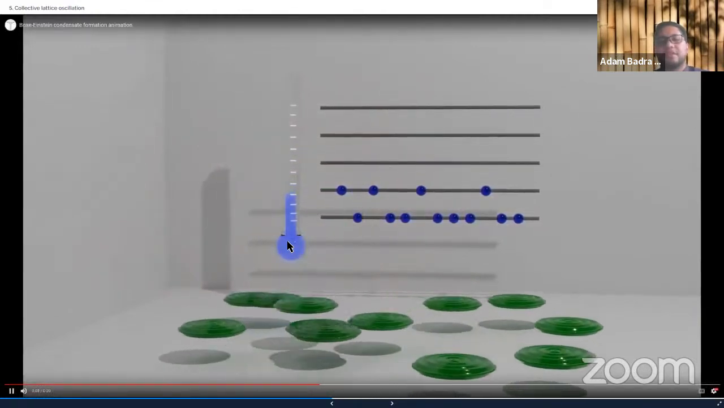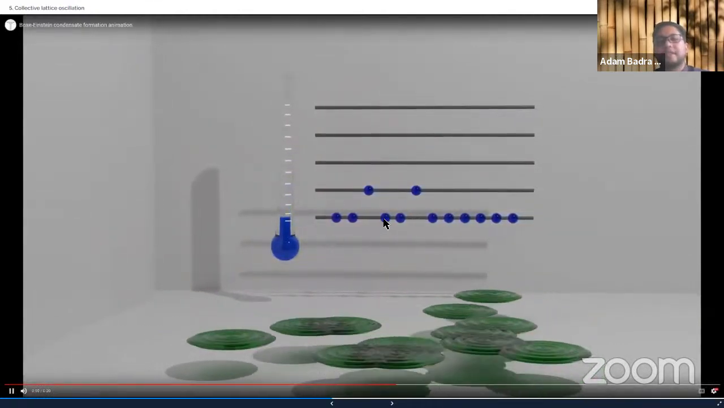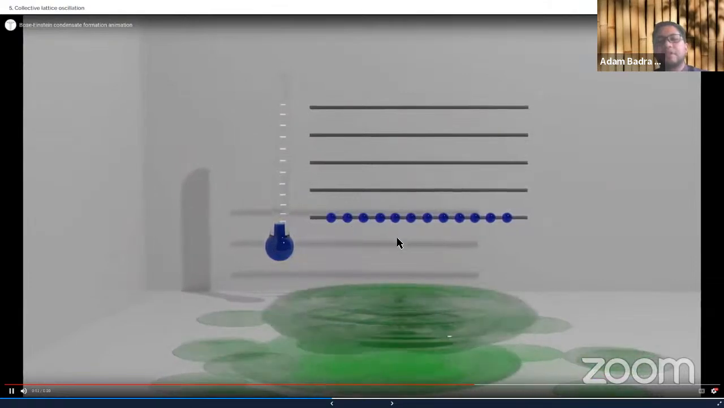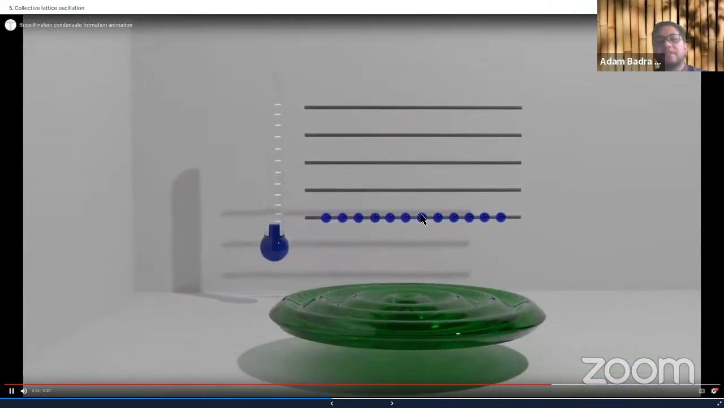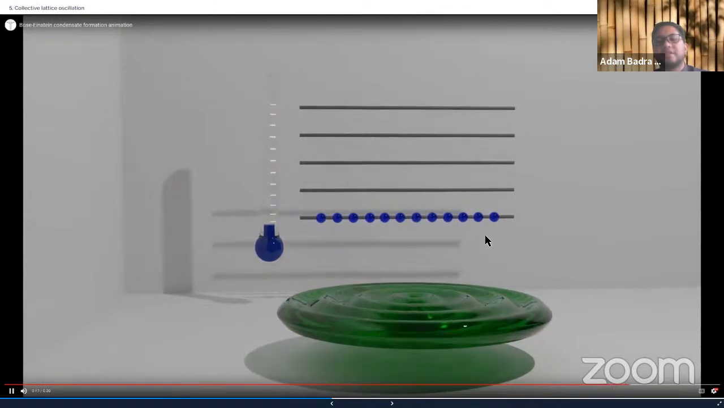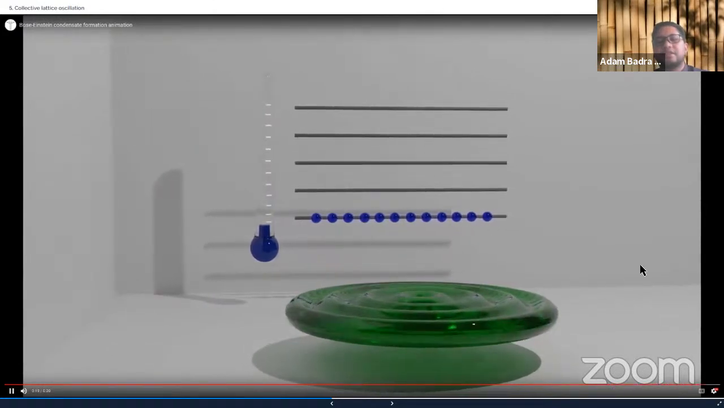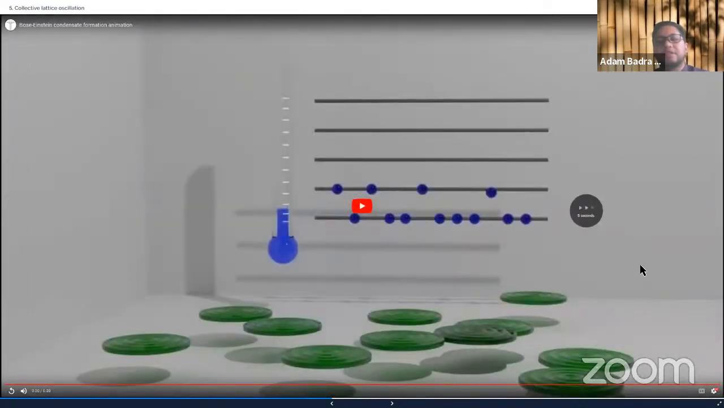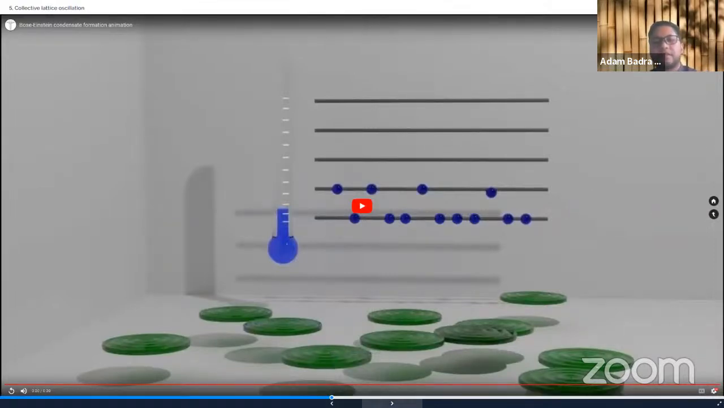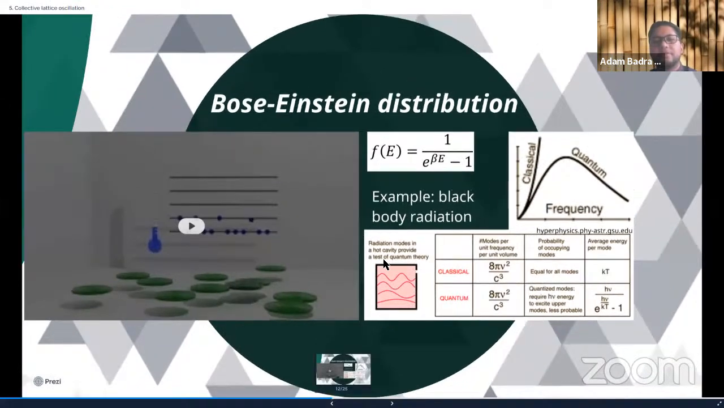So as tau becomes smaller and smaller toward zero, the probability here becomes very large, and we need to study it a little bit more carefully. So this follows the distribution 1 over exponential beta E minus 1. So as this one becomes zero, it becomes very large.